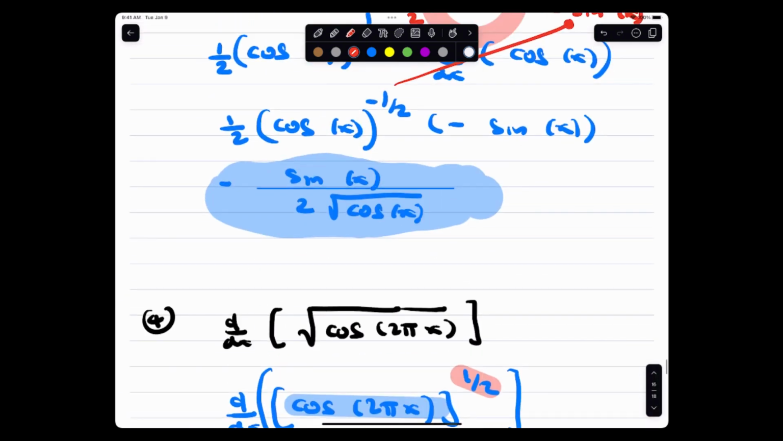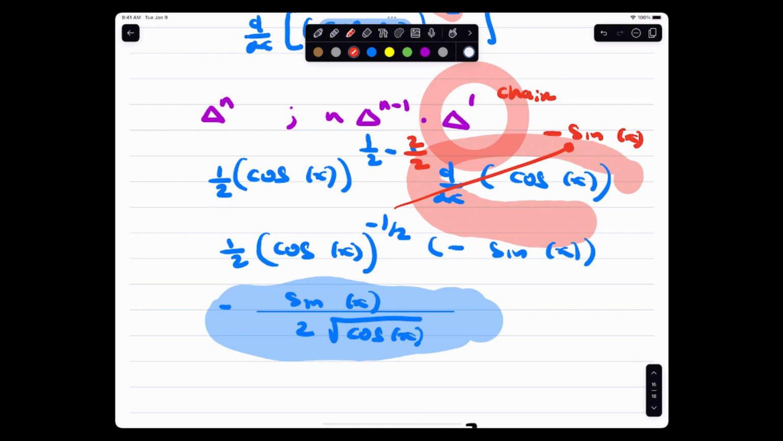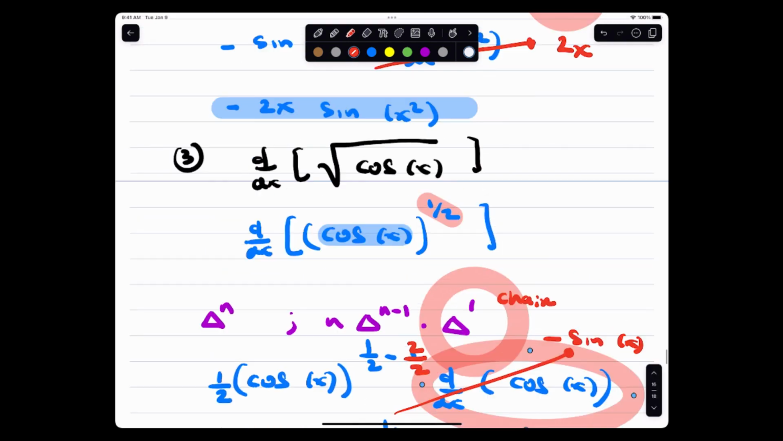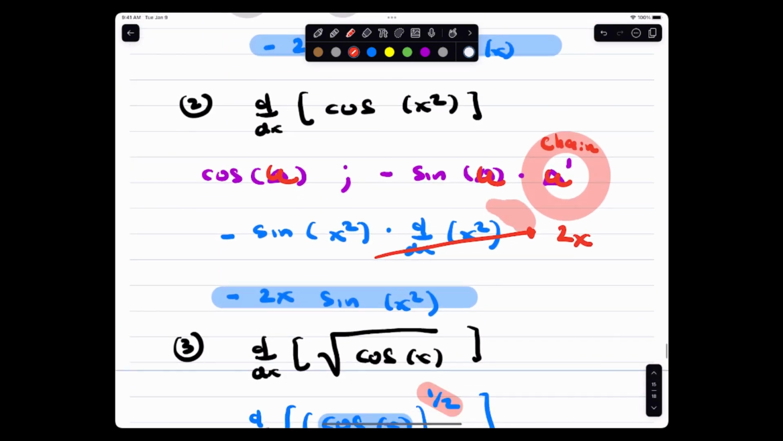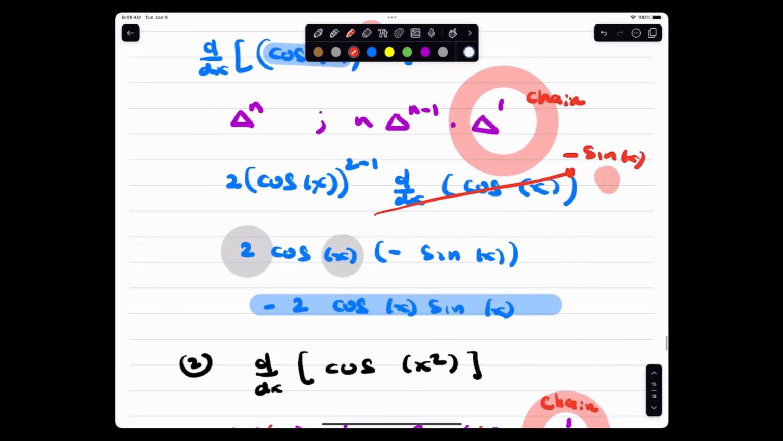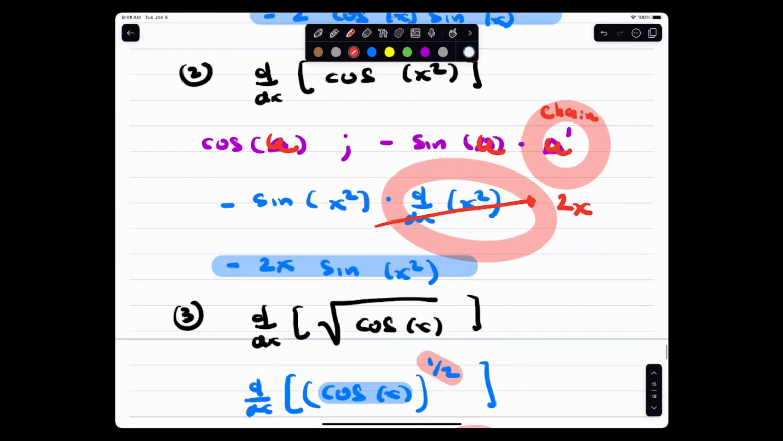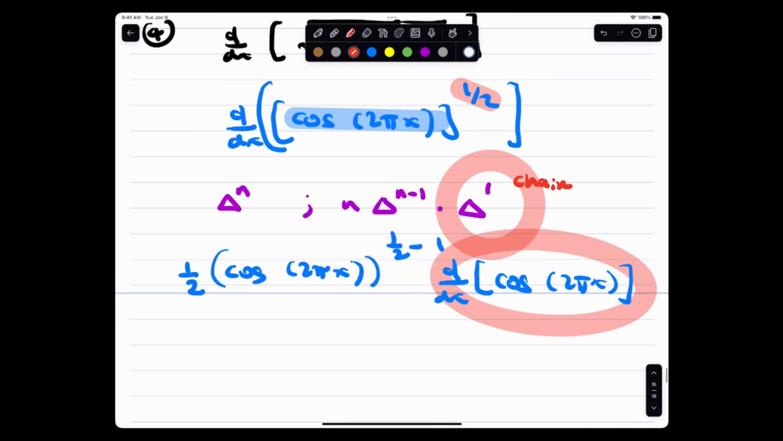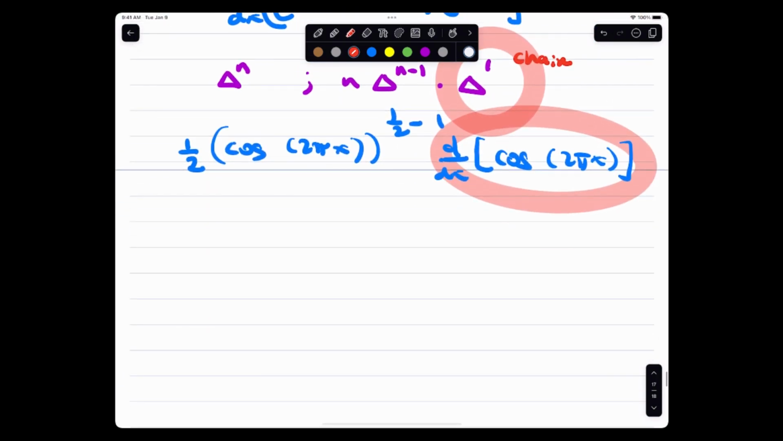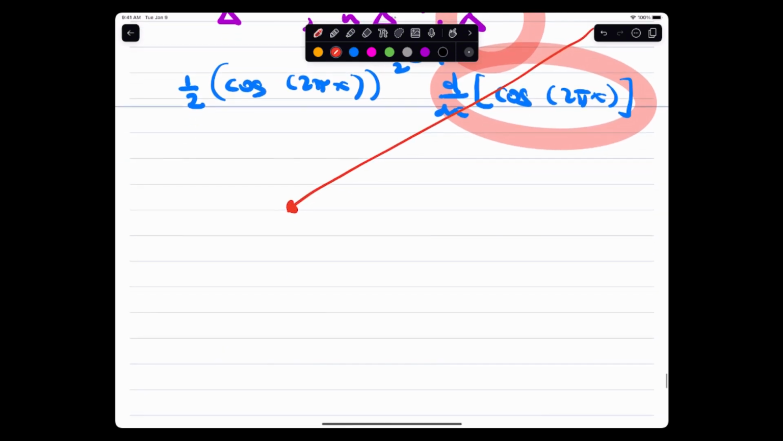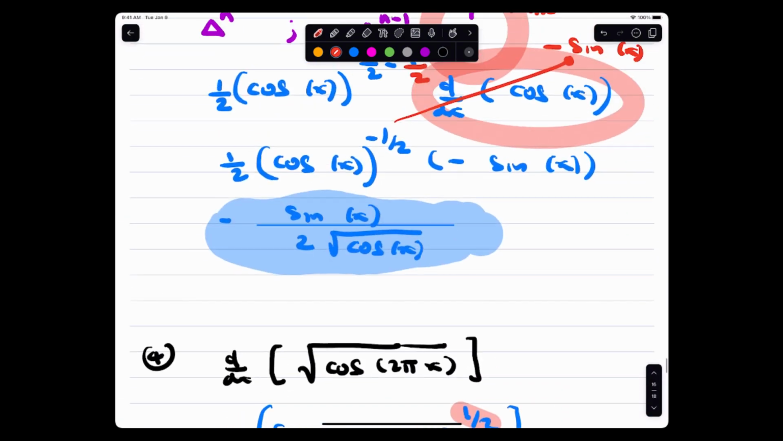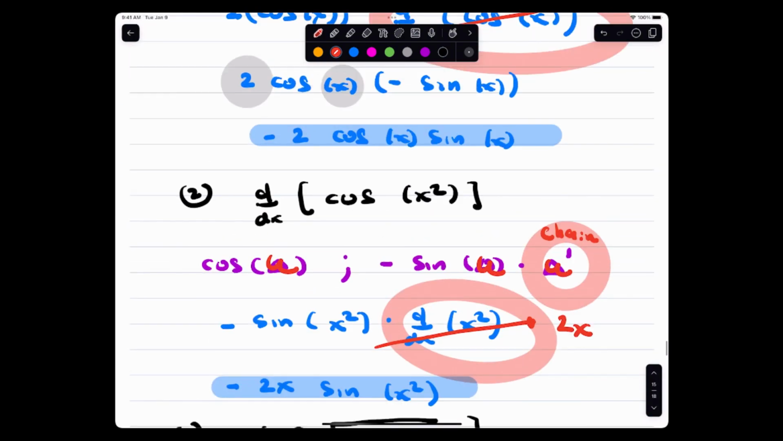Just like up here, this was the chain. Here, this was the chain. And everybody forgets that. So every one of these had a chain there. So notice this here. This derivative, what is that going to be? Well, now I have to use this.